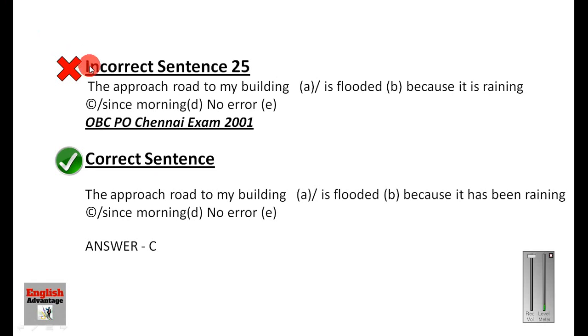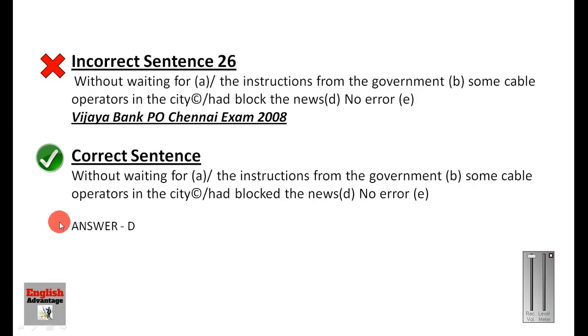Incorrect sentence number 25. The approach road to my building is flooded because it is raining since. Now again the since has come, and like I said earlier, since and for are always used in perfect tenses. So you have to make it perfect tense here. It has been. You have to say it has been like this. So that is why the answer would be C. Now let us see the next question.